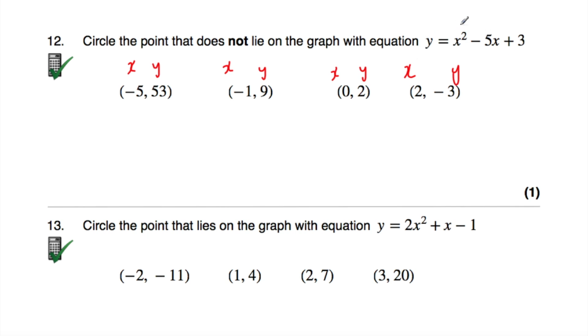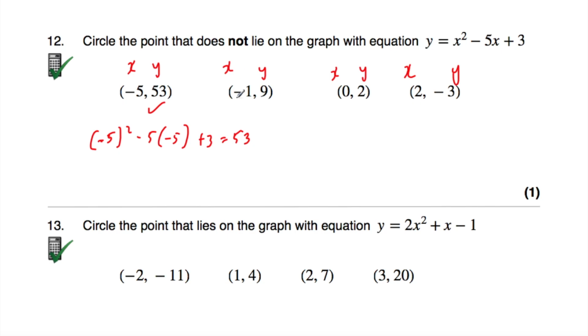So if we substitute in -5, and it's a calculator question, so that's quite nice. We just need to do -5 squared, minus 5 times -5, and then plus 3. If we type that into our calculator, we get 53. So that's fantastic. That point is on the graph with that equation.